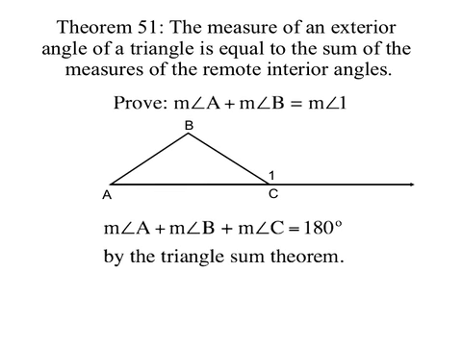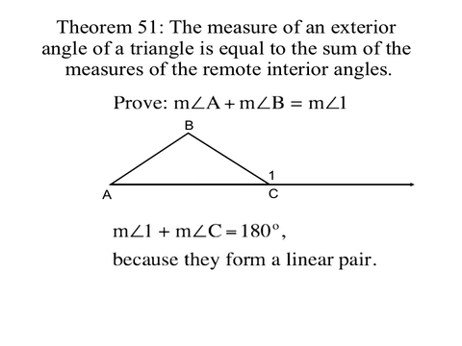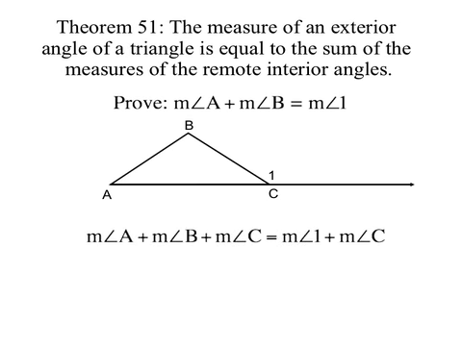We know that the measure of angle A plus the measure of angle B plus the measure of angle C is 180 by the previous theorem, the triangle sum theorem. We also know that the measure of angle 1 and the measure of angle C is 180 because they form a linear pair. And now we substitute. Since the measure of the three angles of the triangle equal 180, and the measure of angle 1 plus the measure of angle C equals 180, then those two expressions, since they both equal 180, equal one another, as written here in our last line.